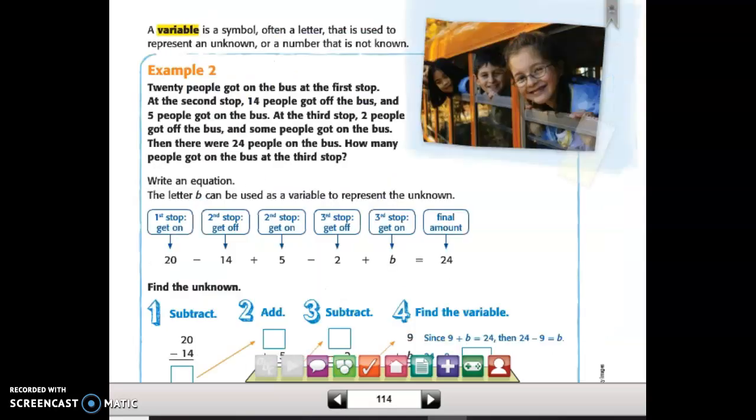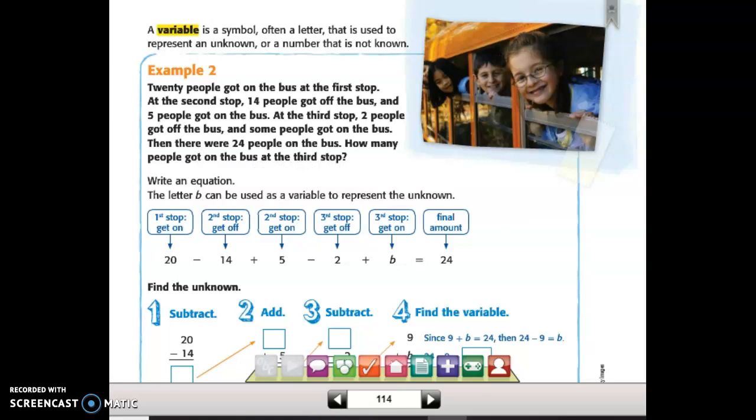Okay, next page. A variable is a symbol, often a letter, that is used to represent an unknown or a number that is not known. Example 2. We're going to use a variable that's written as a letter here. 20 people got on the bus at the first stop. At the second stop, 14 people got off the bus and 5 people got on the bus. At the third stop, 2 people got off the bus and then some people got on the bus. Then there were 24 people on the bus. How many people got on the bus at the third stop?